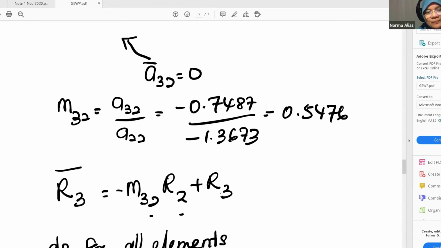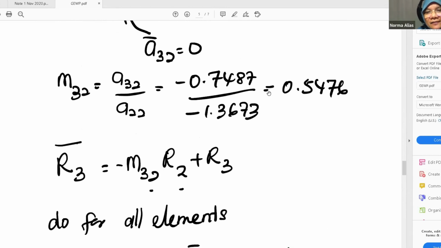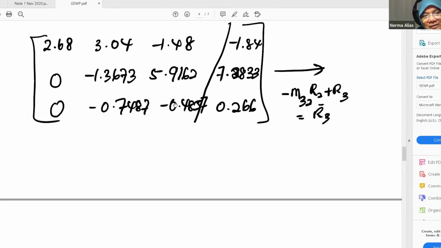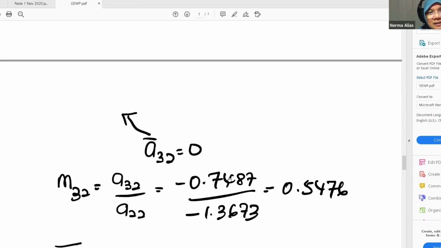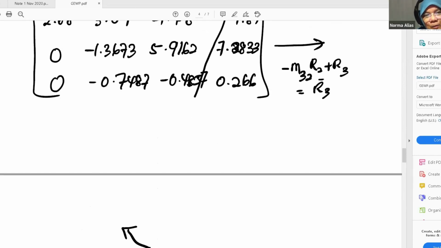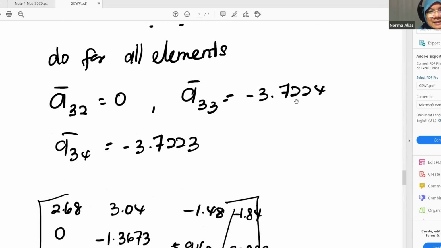Right. So now, how to change all the elements? A33, how to do A33? Negative 0.5476 times R2. Where is R2? R2 is 5.9162 plus R3. R3 is negative 0.4857. So you will get the answer negative 3.7224.